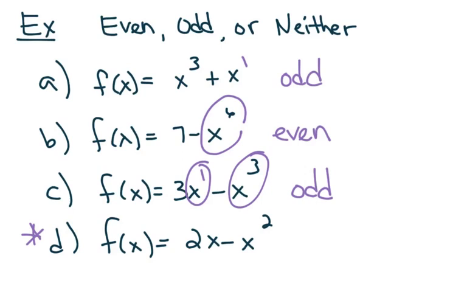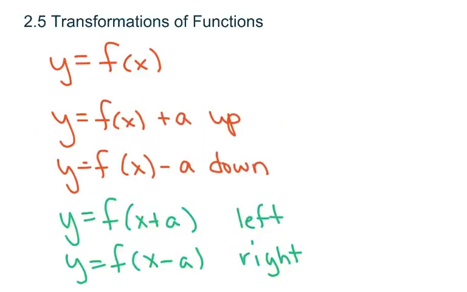And now for the tricky one. F of x equals 2x minus x squared. The first x has an odd power because its exponent is 1, but the second one has an even power. If that happens, then it is neither even nor odd. It doesn't have to be one of the two. And that is our section on transformations of functions.